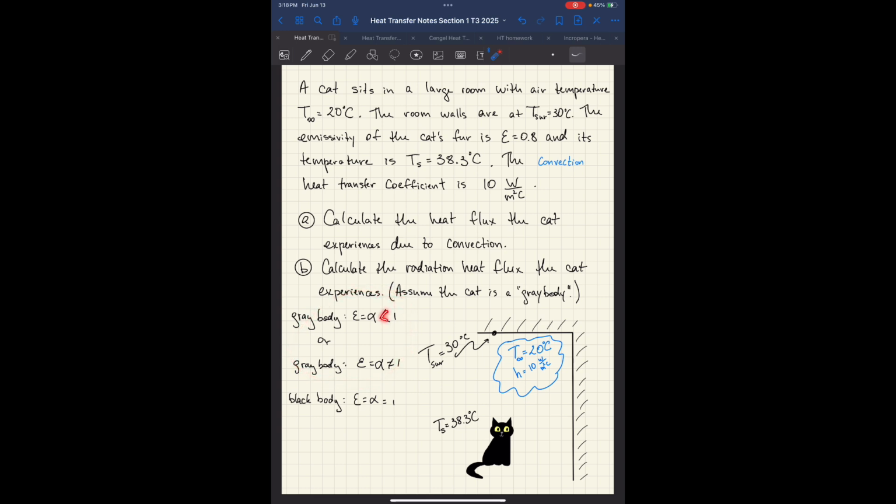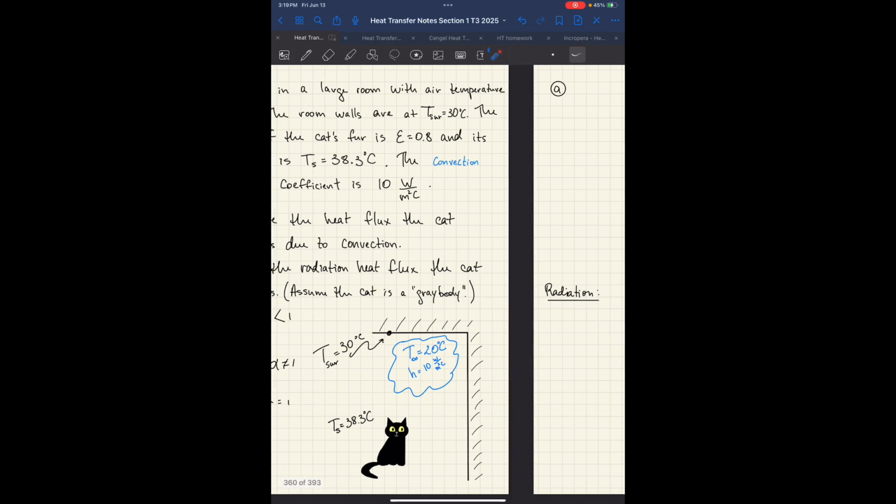I said it's because epsilon and alpha cannot be greater than 1, right? Epsilon and alpha are numbers between 0 and 1, where 1 is a perfect black body, and 0 means that they're emitting or absorbing nothing. So gray body is somewhere in the middle. It cannot be 1, so it's going to be less than 1, but gray body means that epsilon also equals alpha. You could also write it like this, that epsilon equals alpha, but it's not equal to 1, whereas for a black body, it is equal to 1. Small little thing, it's subtle, but it's important to note.